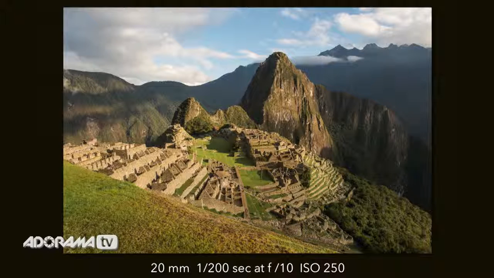The first thing is to make sure you have a dominant or predominant subject in your photo. One of my favorite wide-angle lenses is the Canon 16 to 35mm lens, and I've shot all over the world with that. I shot this image of Machu Picchu with that lens, and notice that Machu Picchu is obviously the subject of this photo, but using the wide-angle lens, I get everything in that shot.